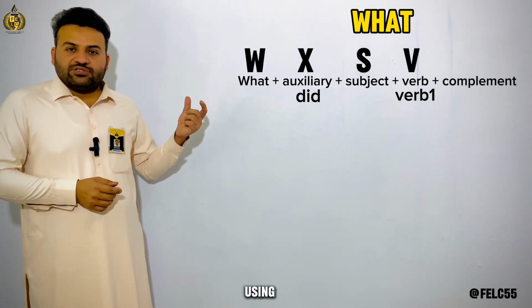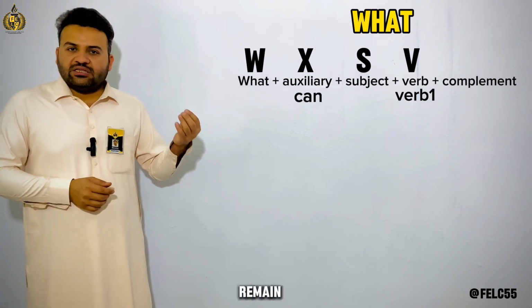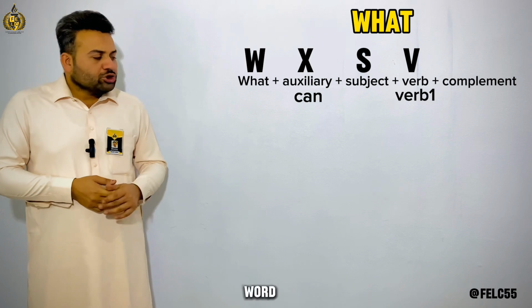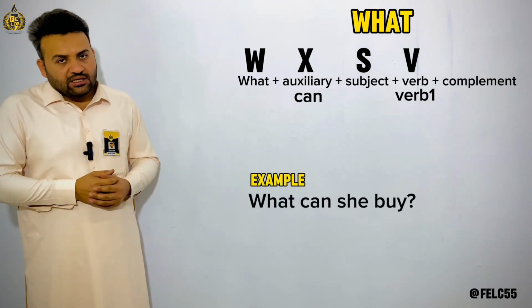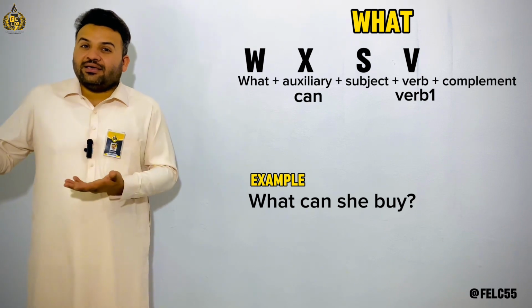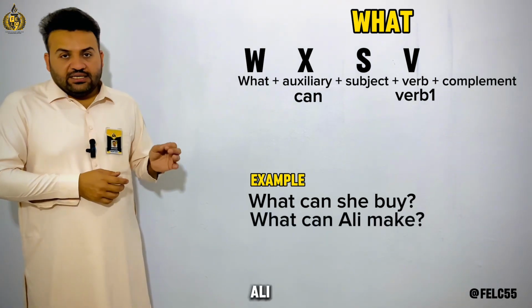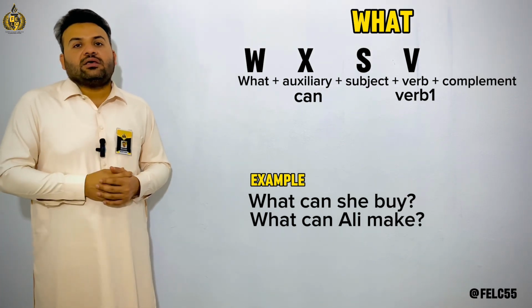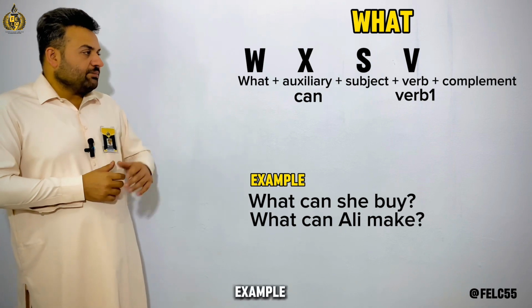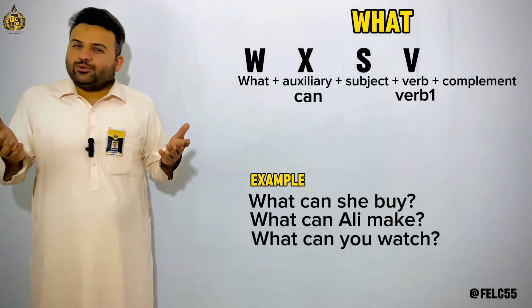How can we change this structure into the modal auxiliary can? So instead of using did, we will use can. And the verb will remain the same, first form of the verb. So my first example is, what can she buy? The next example is, what can Ali make? And the third example is, what can you watch?